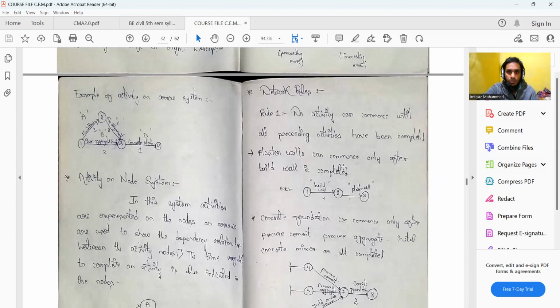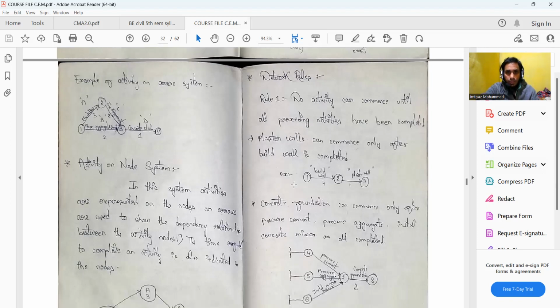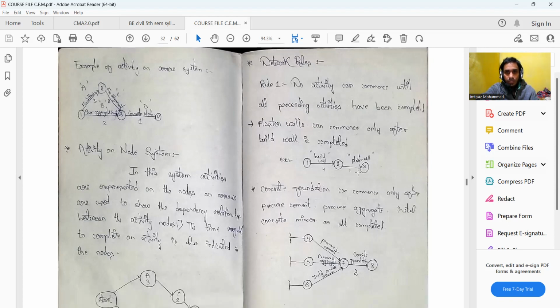Rule 1 states that no activity can commence until all preceding activities have been completed. Here we have an activity, for example, plaster wall. It can be understood by common sense that plaster wall can be carried out only after the construction of the wall, that is, only after build wall is completed. You can see the dependence between the different activities shown here: first build wall gets completed, and after build wall, plaster wall gets completed.